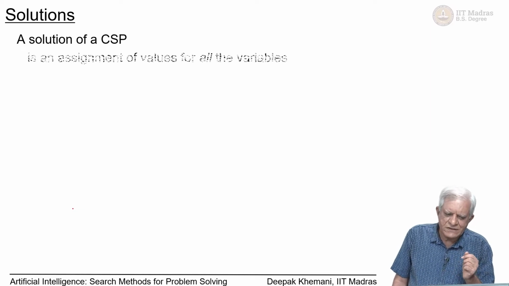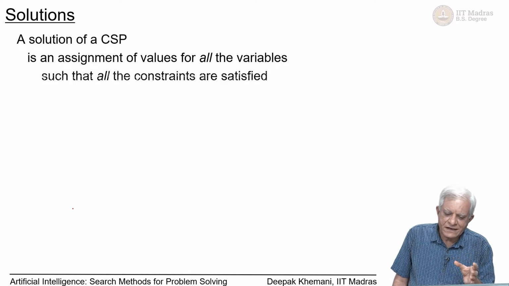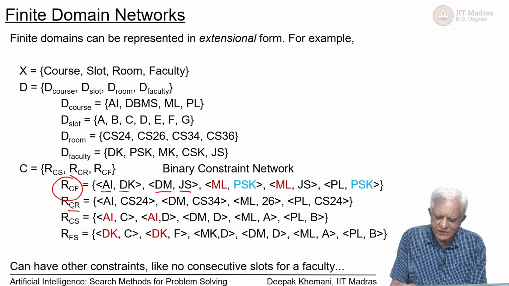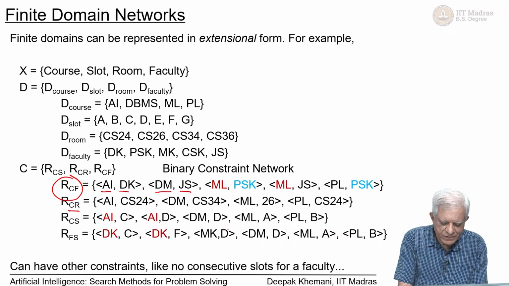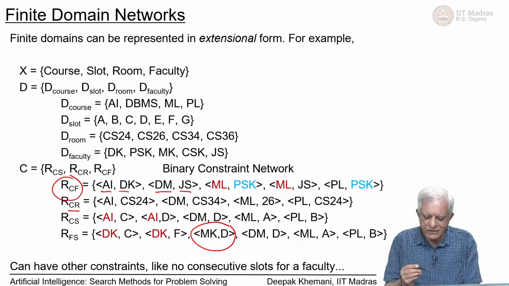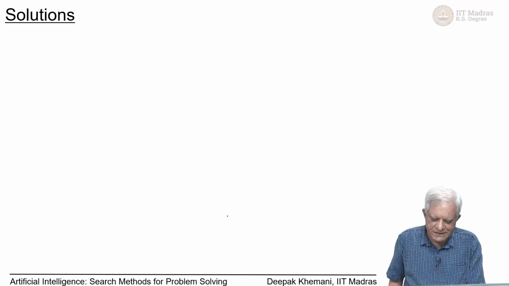But in general, what is a solution? A solution of a CSP is an assignment of values for all the variables such that all the constraints are satisfied. What are the constraints? We illustrated 4 constraints between faculty and slots, faculty and courses and so on and so forth. And every element in this was an allowed thing. So, for example, MK can teach in slot D essentially. So, the constraint is in an extension form essentially.